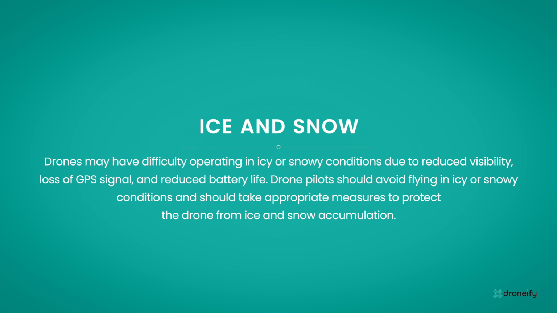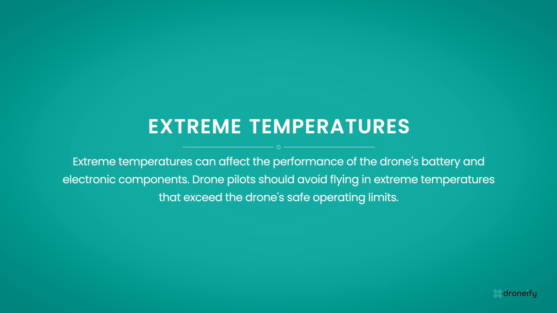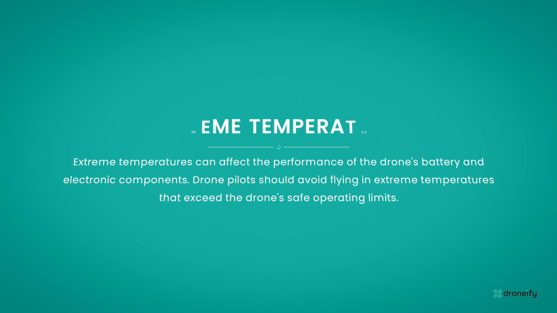Ice and snow. Drones may have difficulty operating in icy or snowy conditions due to reduced visibility, loss of GPS signal, and reduced battery life. Drone pilots should avoid flying in icy or snowy conditions and should take appropriate measures to protect the drone from ice and snow accumulation. Extreme temperatures. Extreme temperatures can affect the performance of the drone's battery and electric components. Drone pilots should avoid flying in extreme temperatures that exceed the drone's safe operating limits.